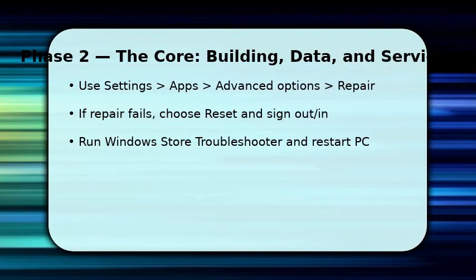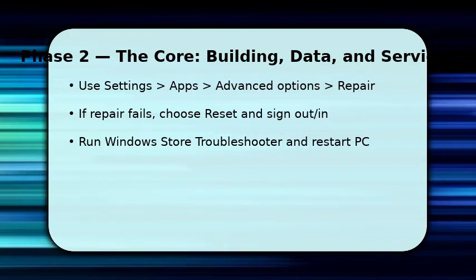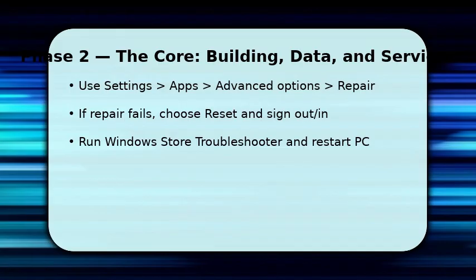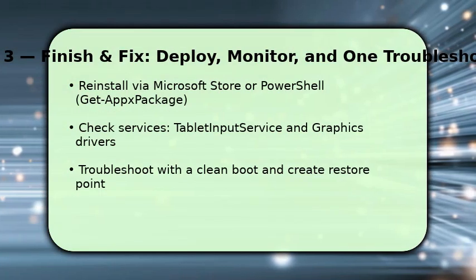You repair the app next. Go to Settings, Apps, find Snipping Tool, then Advanced Options and click Repair. This keeps your data while fixing corrupt files. If repair does nothing, pick Reset. It reinstalls the app and clears local settings, so sign out and back in to reload your profile. Additionally, run the Windows Store troubleshooter and restart the PC. These steps target underlying store or cache issues that often block the tool, so make sure to complete them before moving on.